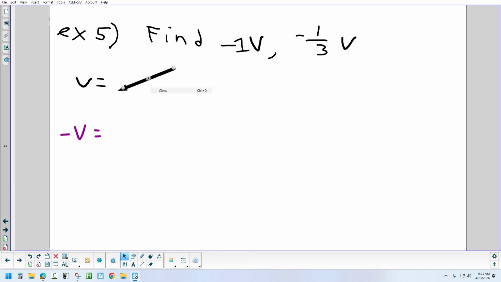So for that, we can do it exact. I'll just take and flip it twice, horizontally and vertically. And that gives me a perfect copy of v, same length, pointing the other way.